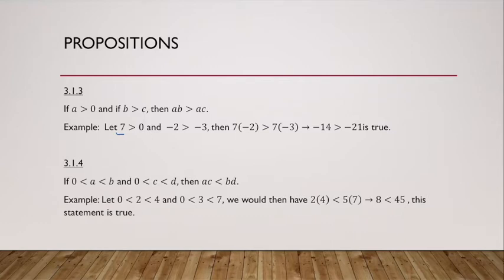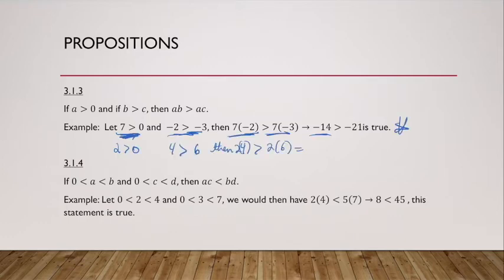We could probably come up with another example. So let's say I have 2 is greater than 0 and 4 is greater than 6. Then 2 times 4 is going to be greater than 2 times 6. That gives me that 8 is greater than 12, so this is true.